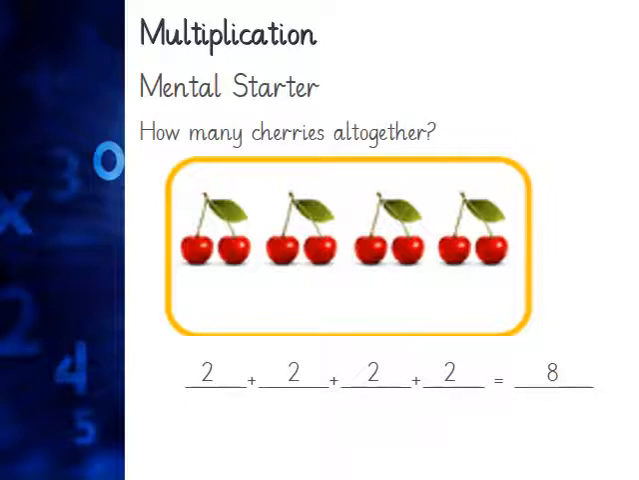2 plus 2 plus 2 plus 2 is equal to 8. There are 8 cherries in all. Hope your answer is correct. Good job.